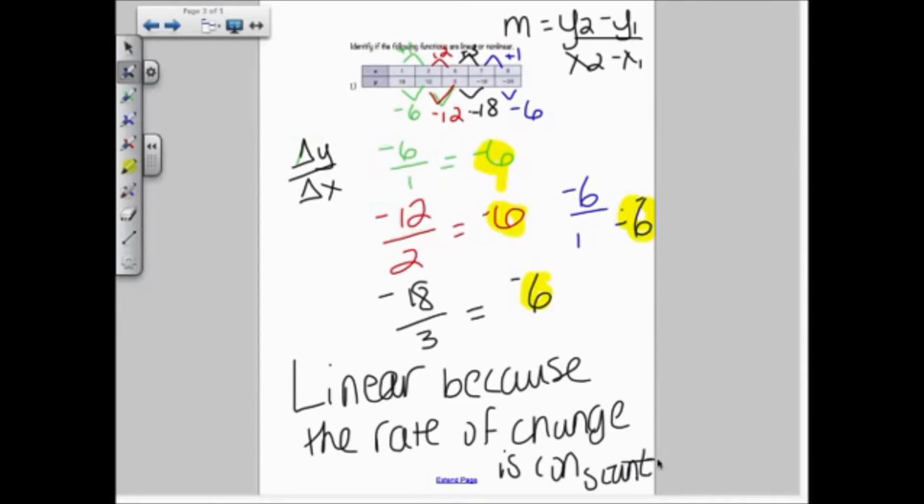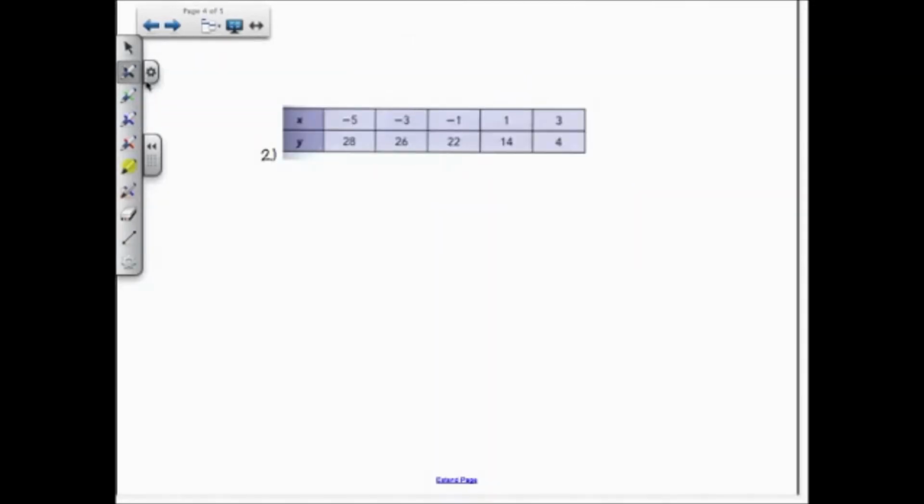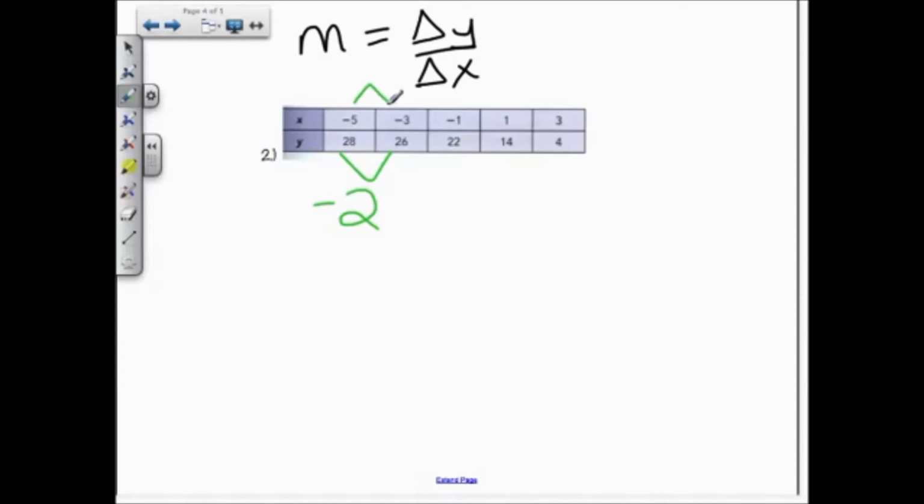Okay, so again, the rate of change is constant. All right, so let's do the same thing. We're going to find out what the rate of change is. So remember, the slope is the change in y over the change in x. So I'm going to figure out how much the y is changing by. So from 28 to 26, this is changing by 2, but it's going down by 2, so it's a negative 2. And then from negative 5 to negative 3, this is changing by positive 2. It's increasing by 2. So the rate of change is negative 2 over positive 2, which is negative 1.